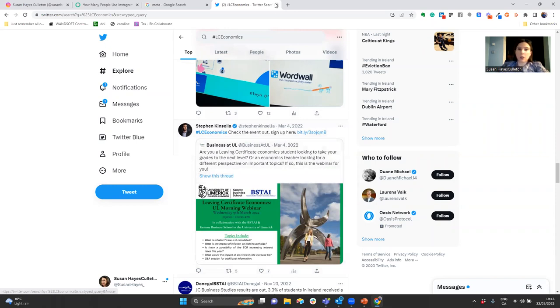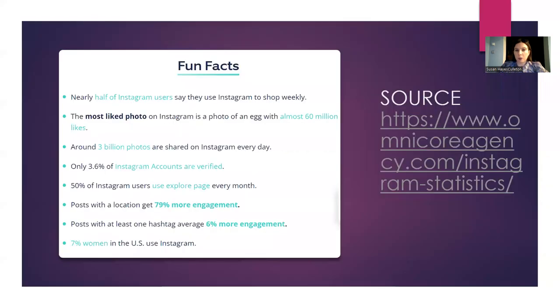So hashtags, of course, I'm sure lots of you are familiar with them, but a hashtag is a way in which to check in with a community, and where a community of practice is already taking place, as you can see here. So posts with at least one hashtag average 6% more engagement, and 7% of women in the US use Instagram. Interestingly, I don't have this fact up here, the percentage of people who use Instagram is actually slightly more male than female. Based on what I saw, 52% of users of Instagram are male, 48% are female, based on a piece of research that I came across when I was researching for today.